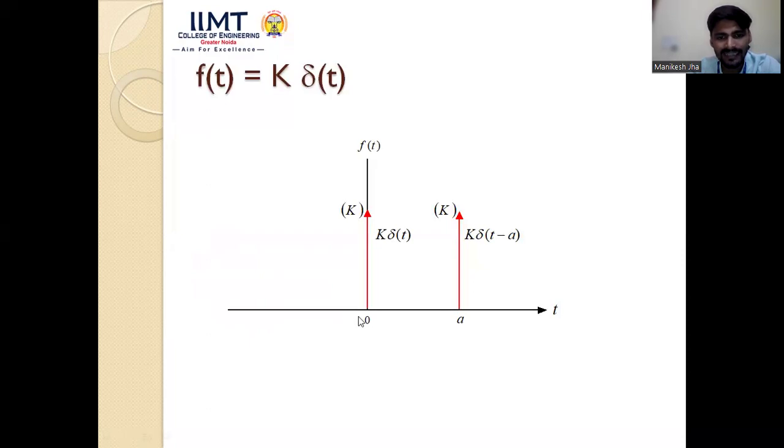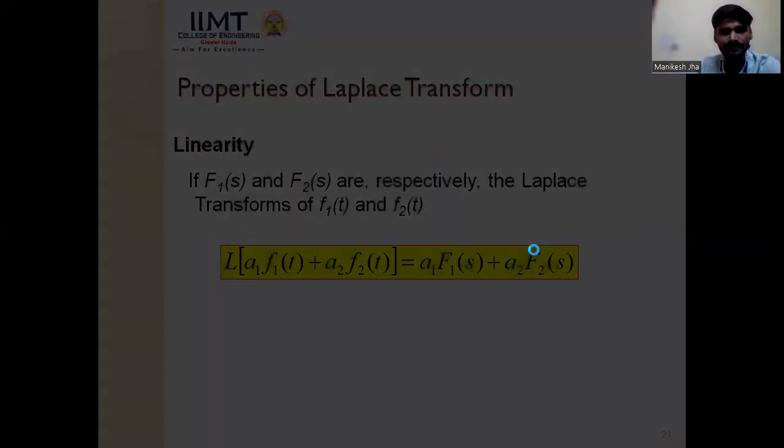Graphically, we are going to see that this is defined at t equals 0. So this is k del t. The other one is defined at t equals a, at time instant a. So it is written as k del t minus a. The del t signal is shifted by a. So this is k del t minus a. This is the graphical representation of the impulse signal.